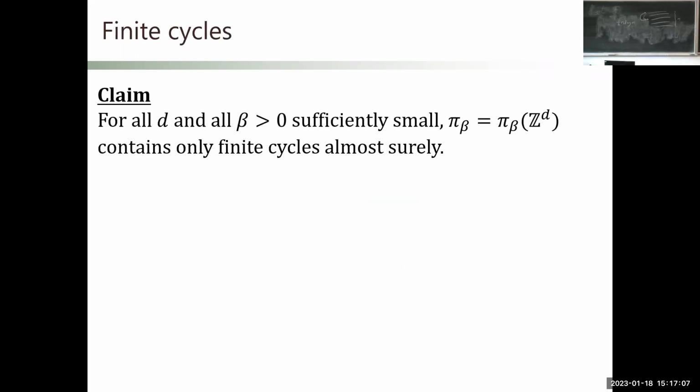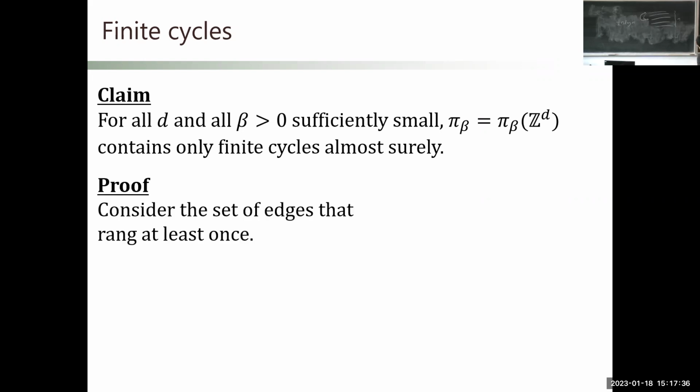But one thing that is very easy to show, it was well known before the work, was that in all dimensions, if you run it for a sufficiently short amount of time, then you will have only finite cycles. And why is that? Because remember, each edge rings approximately beta times. So if beta is very small, almost none of the edges ring. So it's sort of a percolation argument.